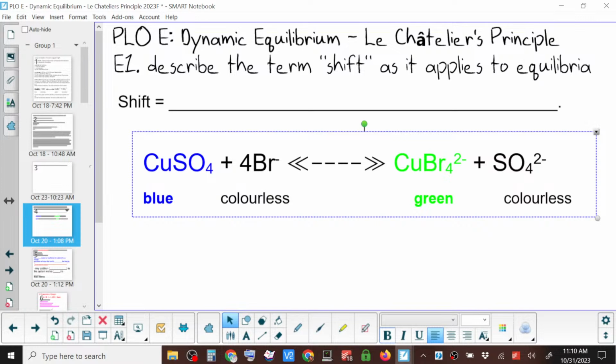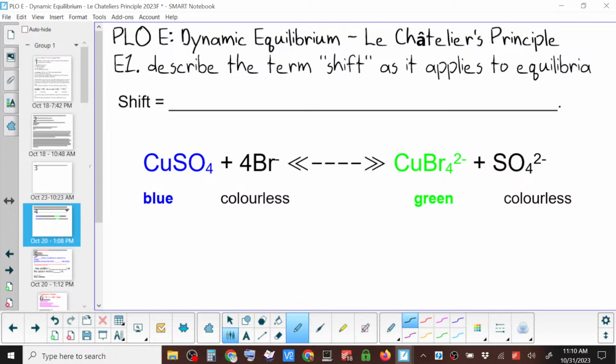Okay, Becky, you need to put everything away. Close your computers, put away your headphones. We're going to describe a few things under Le Chatelier's principle and describe the term shift. Samuel, Andrew, pull out your notes, put away your laptops, the ones that were just handed out. We'll define shift first.